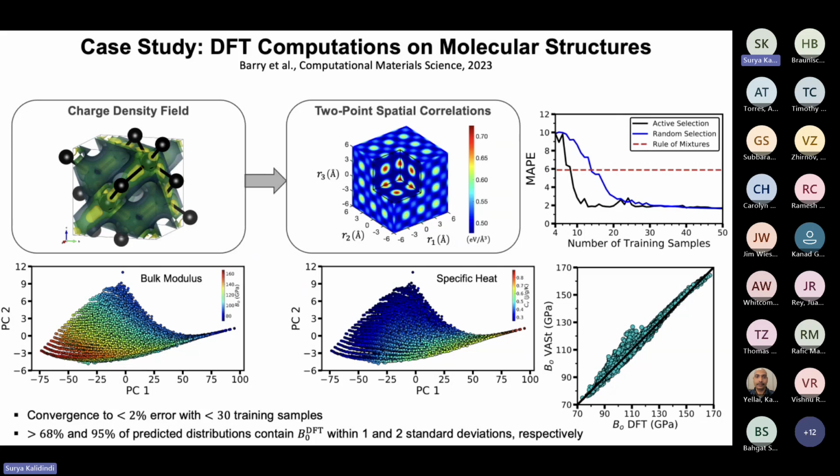So here is an example in DFT computations where we are doing similar things. We are taking the charge density field and we are predicting properties, bulk modulus, for a quaternary system. It has 4 atomic elements. And if you think of all the different compositions I can make up with 4 elemental compositions, the list is incredibly large, right? The number of possible designs is incredibly large.